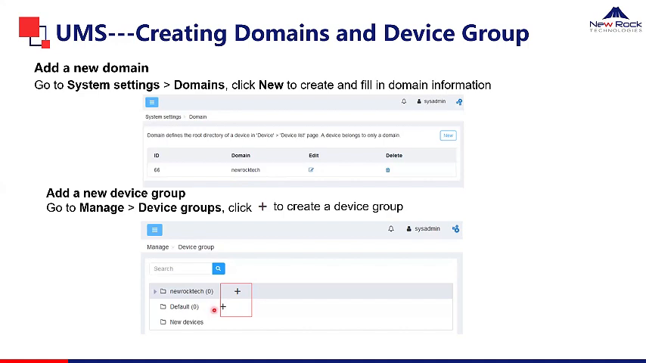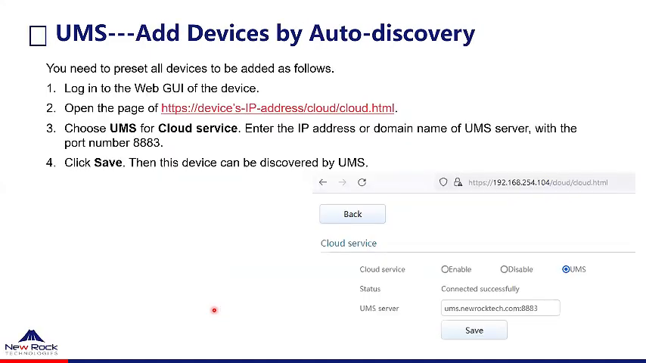So in short, you can create multiple device groups under one domain. Okay, so let's proceed to how to add devices by auto discovery. I think currently we have three methods to add a device to UMS. The first method is to add the device through auto discovery by UMS. The second method is using the Neurock Cloud platform.